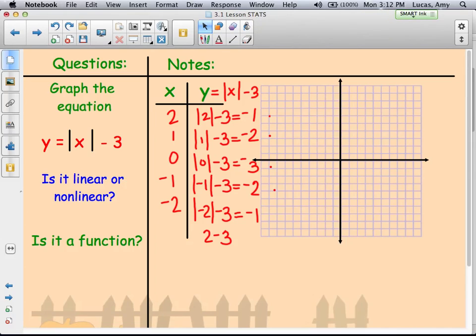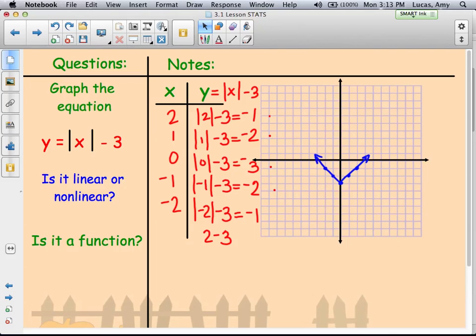So this shape is going to look a little bit different. Be careful when you're graphing. 2, negative 1 is down here. 1, negative 2. 0, negative 3. Negative 1, negative 2. And negative 2, negative 1. So this graph is a V shape. Similar to the parabola because it's got that axis of symmetry that splits it in half, but there's no curve to this graph. It's like 2 rays put together or an angle even, if you don't want to think about the V shape.